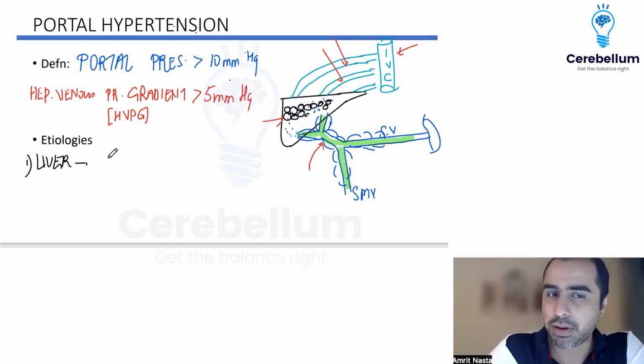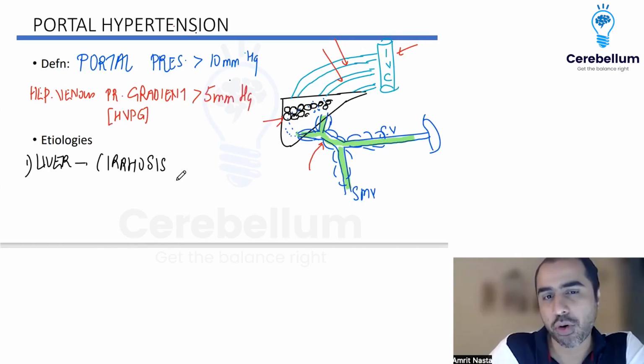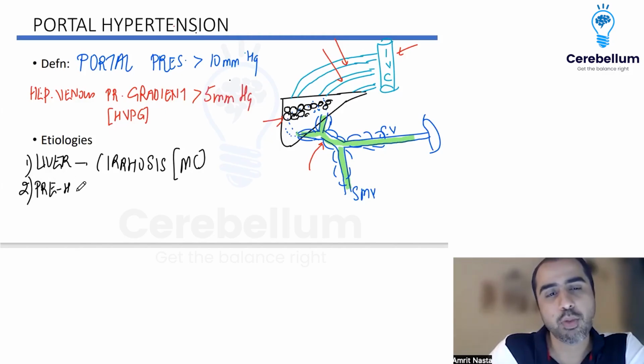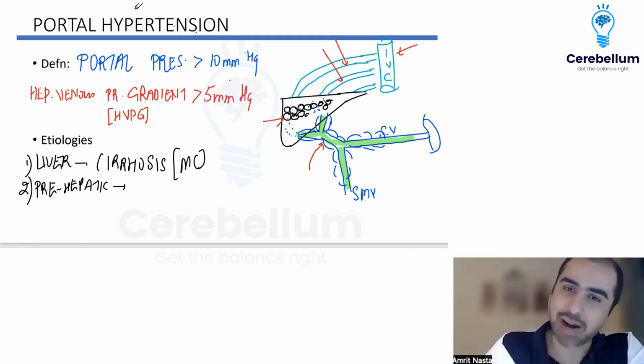Most commonly it will be because of cirrhosis. Cirrhosis is the most common cause of portal hypertension worldwide. But there can be a block in the portal vein directly, that is called prehepatic. Portal vein में block क्यों होगा directly? Why should the portal vein get blocked? Portal vein में cirrhosis नहीं होता.